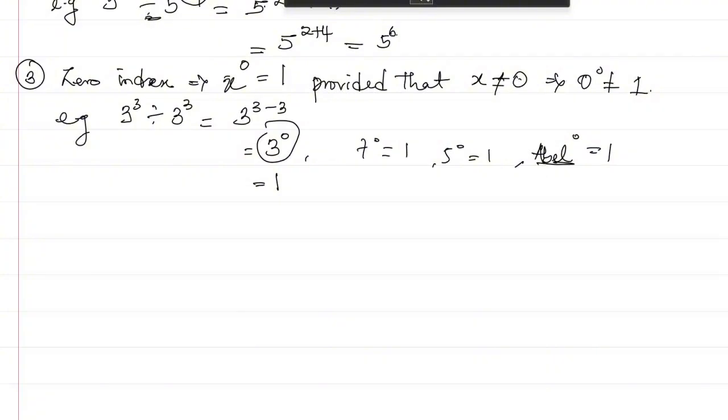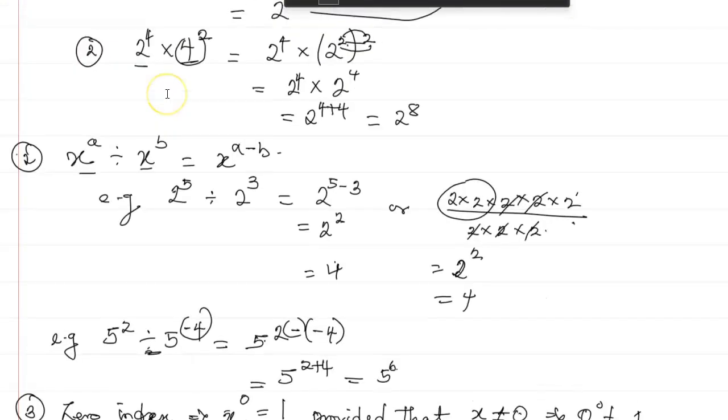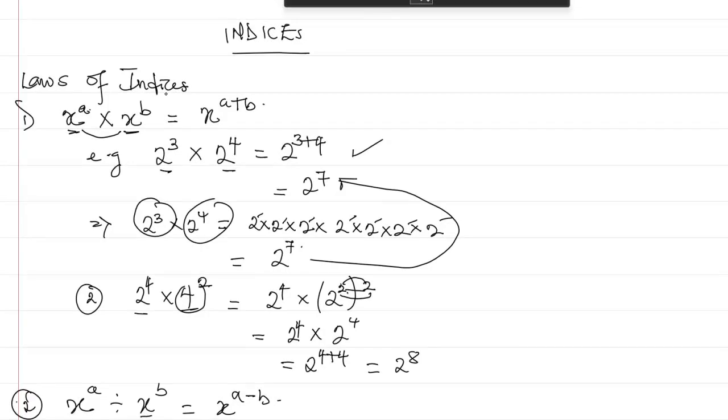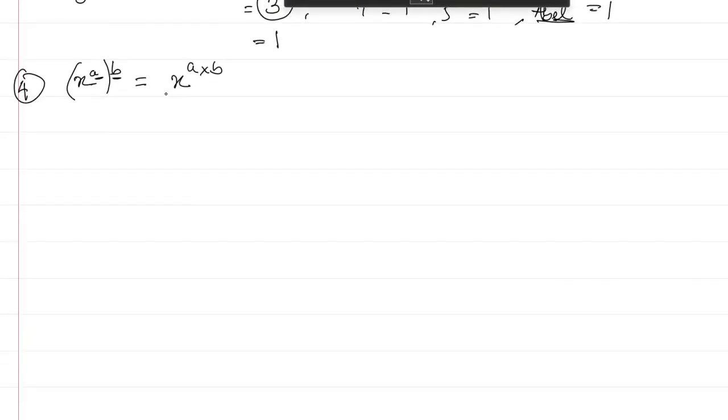So let's go to the fourth law. The fourth law is what I like to call the product law. What that says is that if I have a power of a power, this is the same as x raised to the power a multiplied by b. Notice there's a power inside and there's a power outside. It's different from the first law, where both of them are exposed. But in this case, one is inside a bracket and the other one is outside.